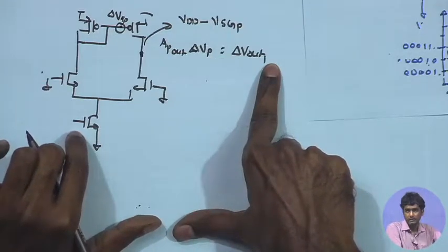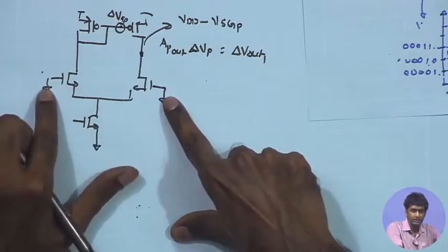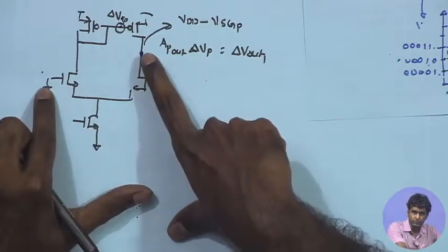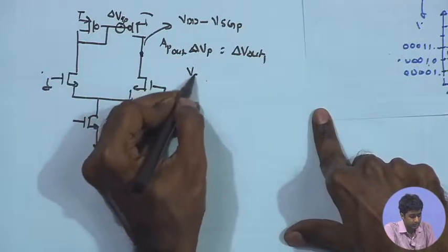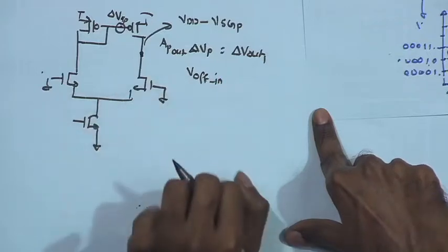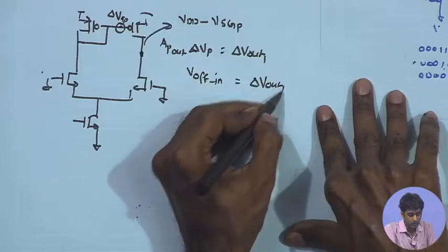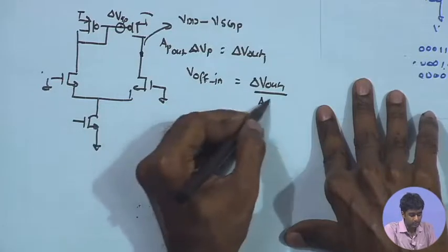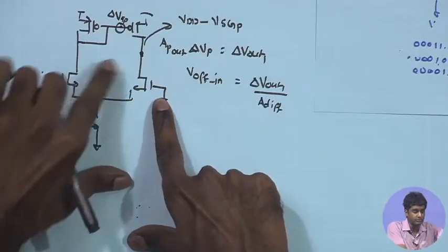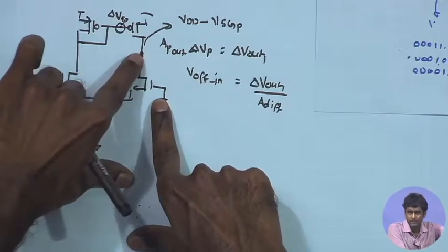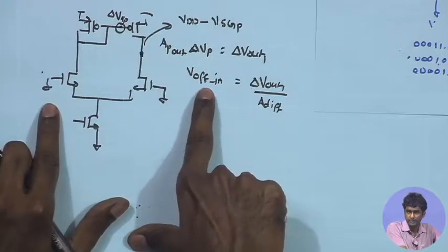Now, if I want to refer it to the input, what is the equivalent delta V at the input which would produce the same delta V out 1? In that case, the input referred offset is equal to delta V out 1 divided by A differential, which is the differential gain of the circuit. What is the difference between these two inputs which would produce the same change in the output as compared to the DC bias point? That becomes my input referred offset.